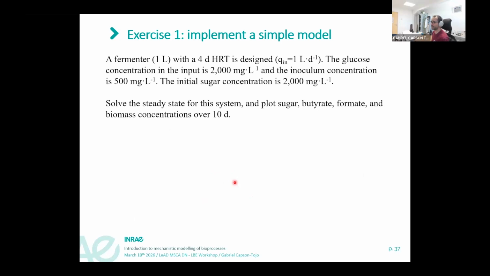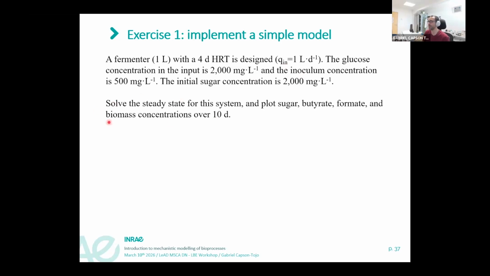So what we're going to be doing now is simulate a reactor performing that reaction. We're going to have a fermenter with a volume of 1 liter and an HRT of 4 days. Of course, given that you have a certain flow rate, which of course is wrong, this is not the flow rate, it's 0.25. We'll correct that later on. But you basically have the parameters. You have a glucose concentration in the input and an initial biomass concentration.